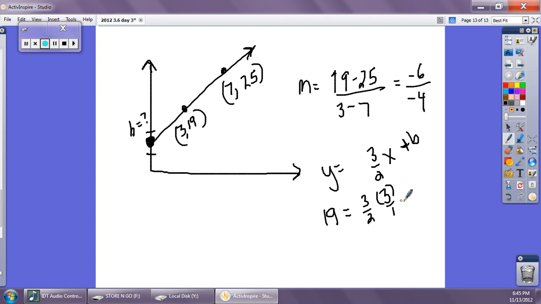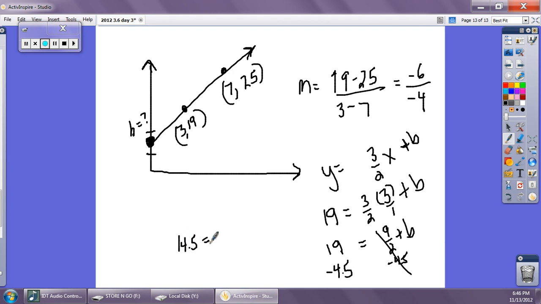And notice I'm going to write 3 over 1 so I could multiply the fractions together really easily, plus b. So I end up getting 3 times 3 is 9, 2 times 1 is 2, so 9 over 2 plus b equals 19. Since 9 over 2 is the same as 4.5, you can either leave your b as a decimal or a fraction, it doesn't matter. But since 4.5 is a pretty round number, I'm going to subtract 4.5 on both sides, which would cancel it out on this side. And 19 minus 4.5 is 14.5.